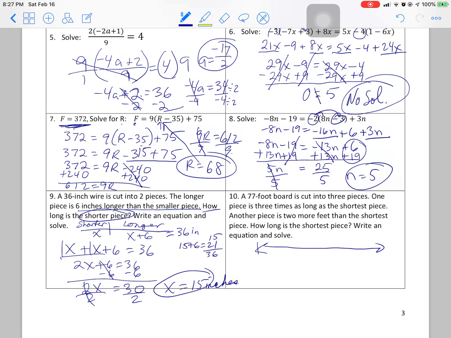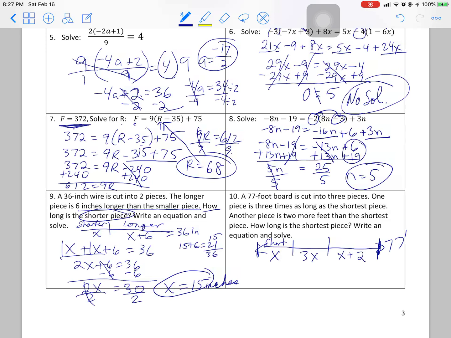All right, and this one is a 77 foot board. Well, 77 foot. And it's cut into 3 pieces. 1, 2, 3. All right, one piece is 3 times as long as the shorter piece. So again, let's make the shorter piece an x. Okay, shorter or shortest piece. Another piece is 3 times as long as it. And then another piece is 2 more feet than it. 2 more. Okay, see where we're getting all this stuff from?